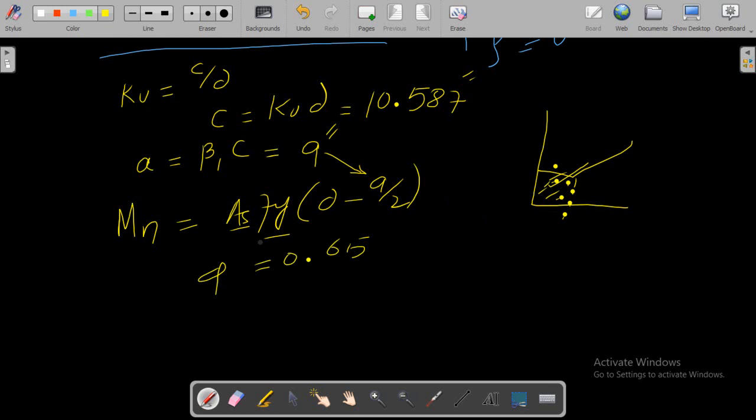And if we multiply this phi value with the value which we determined from this equation, the final value of Mn will be 156.5 kip-feet, right? This one will be the final value.